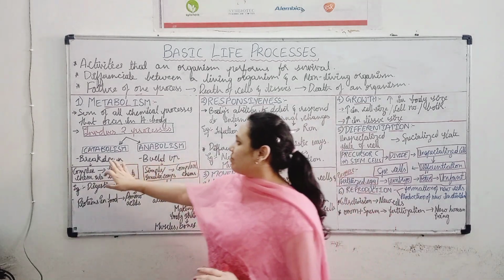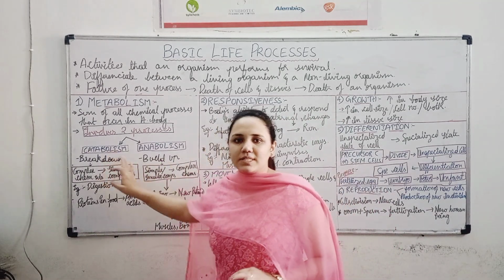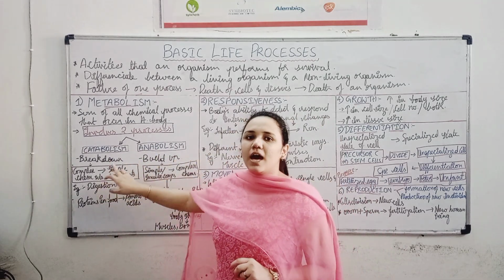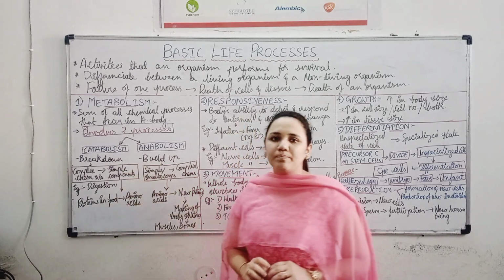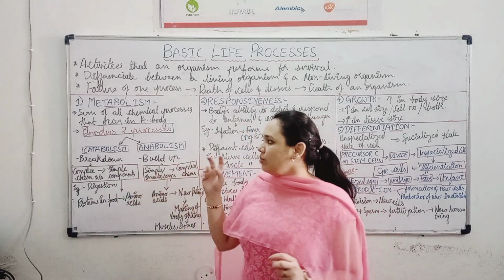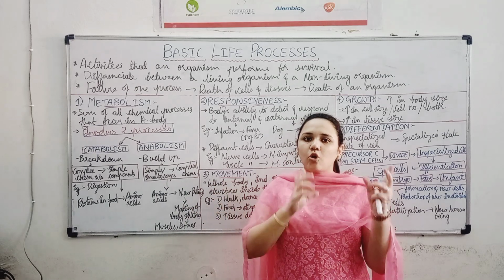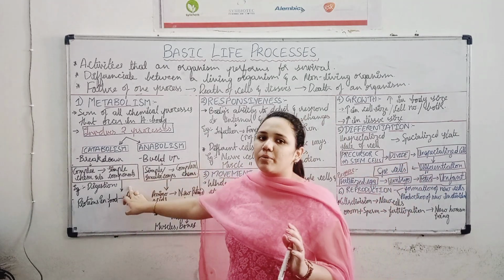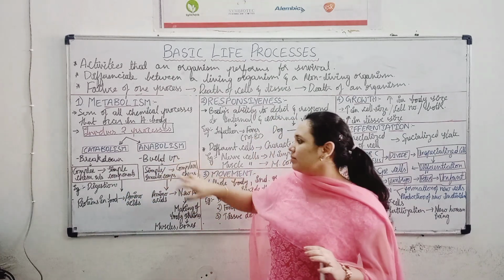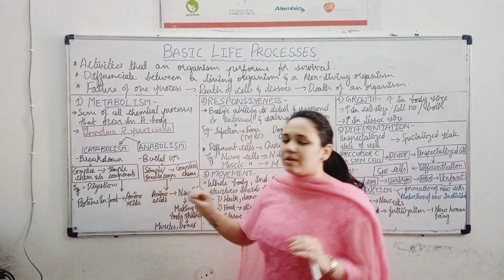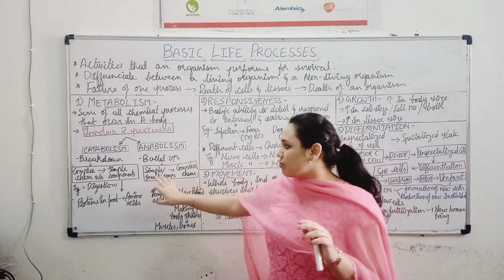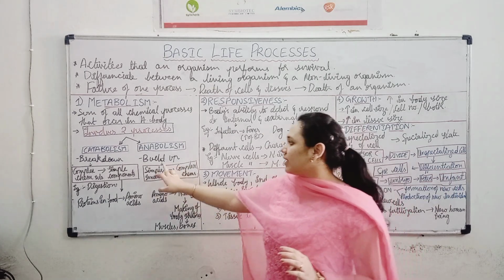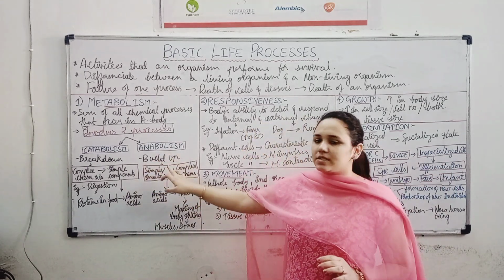So what is this breakdown and build up? In catabolism, complex chemical substances are broken down into simple components. Whereas in anabolism, build up happens, meaning the process of generating a complex component from simple and smaller components is called anabolism.